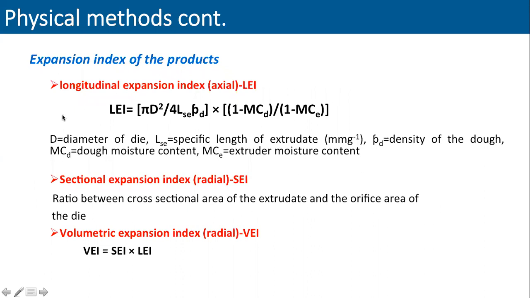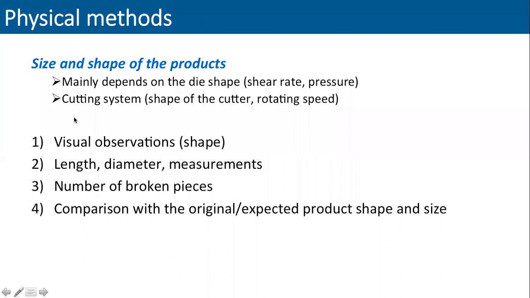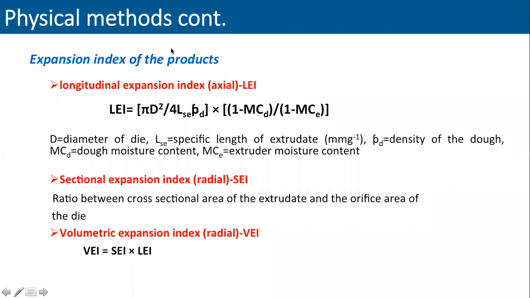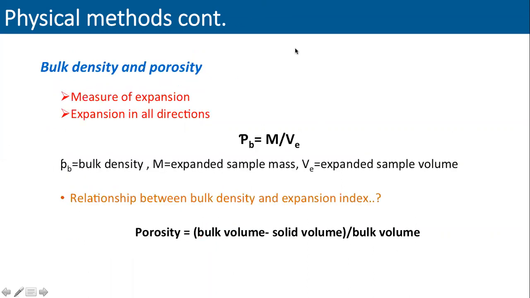And there are some equations. If you are interested, you can use these equations: longitudinal expansion index, sectional expansion index, volumetric expansion index. We can use these three indexes also. Basically, we use this visual observation and measurements, and also these indexes. You can apply these quality parameters in your industry.